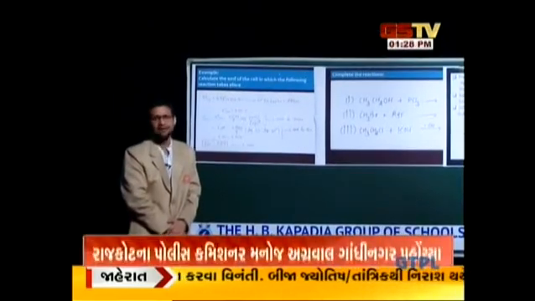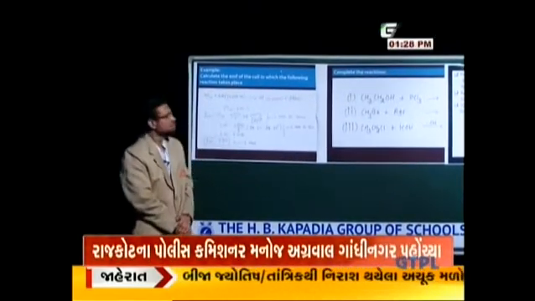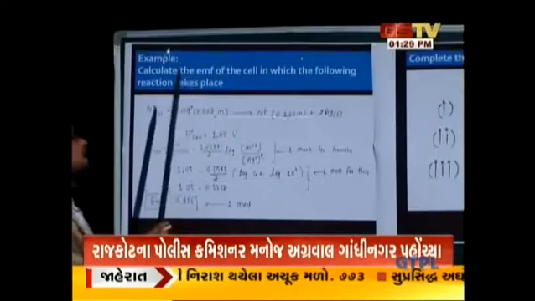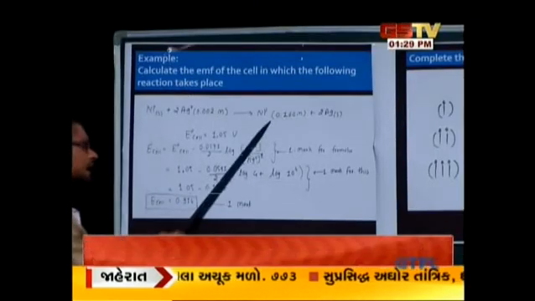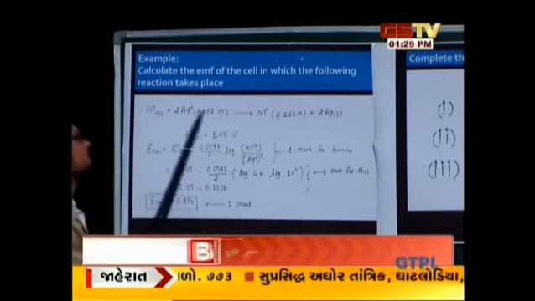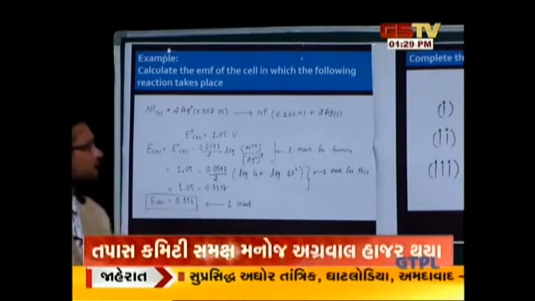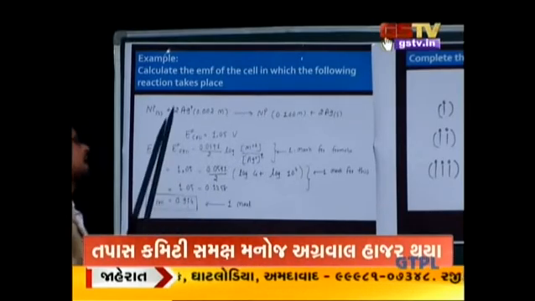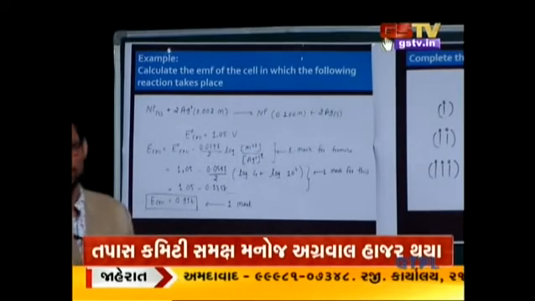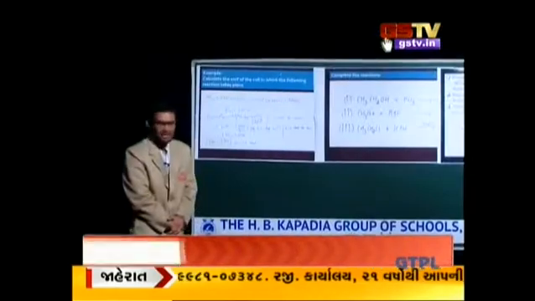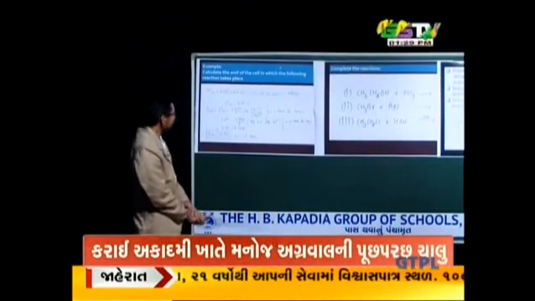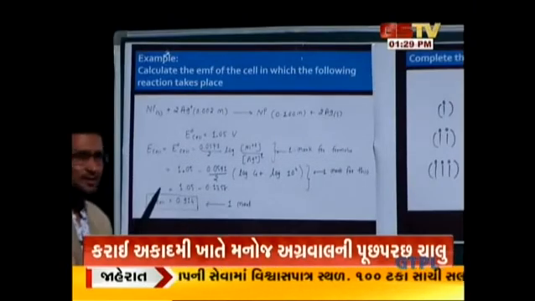Now we have to decide which one is the anode and which one is the cathode. As you can see in the reaction, nickel converts into nickel 2+ and 2Ag+ converts into 2Ag. So nickel is the anode and Ag is the cathode. Nickel is oxidized and Ag is reduced. So we have to find the E cell.